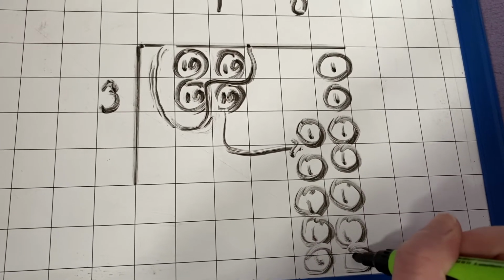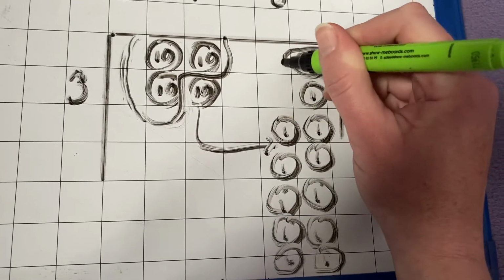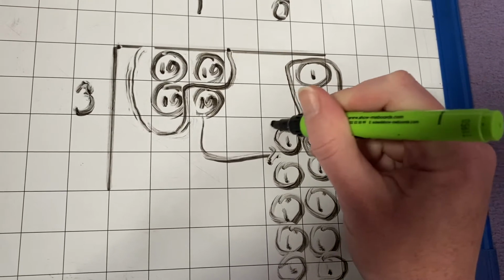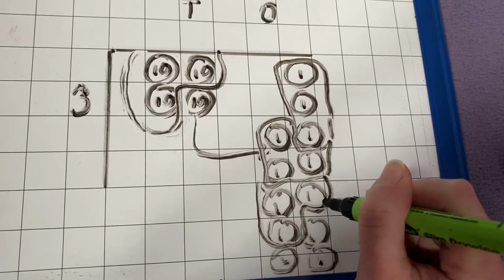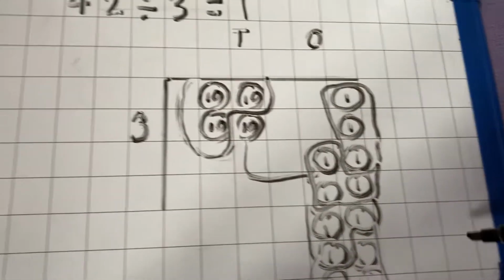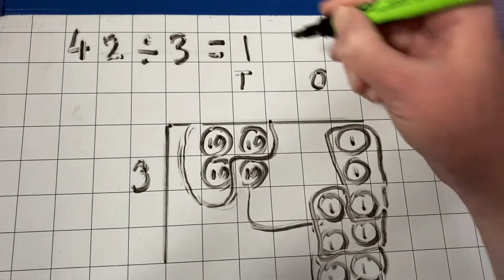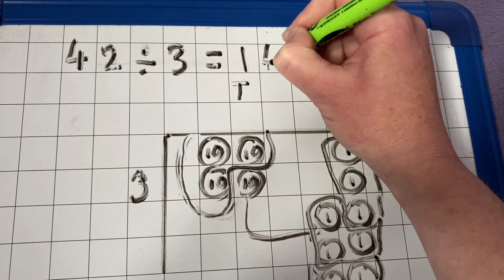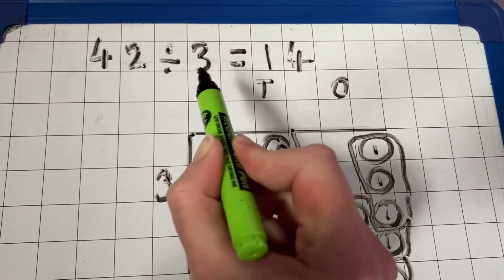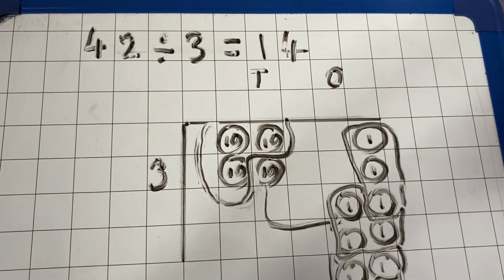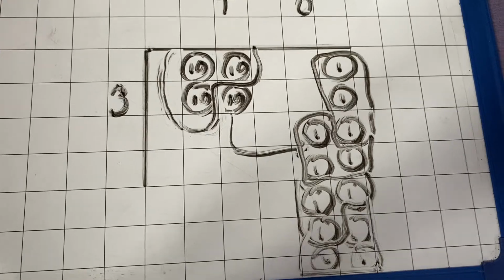Now I'm going to see if I can find how many groups of 3 I can make in my ones. And here I can see I have 1, 2, 3, 4. I have 4. So therefore, my answer is 14. 42 divided by 3 is 14. It's important that children understand when an exchange is needed.